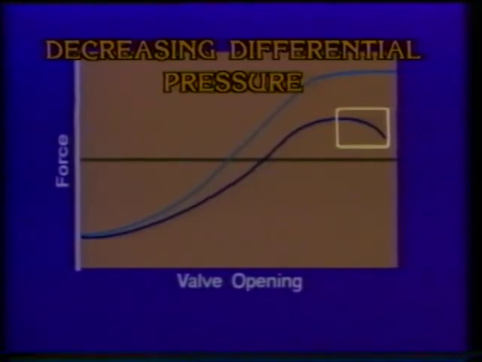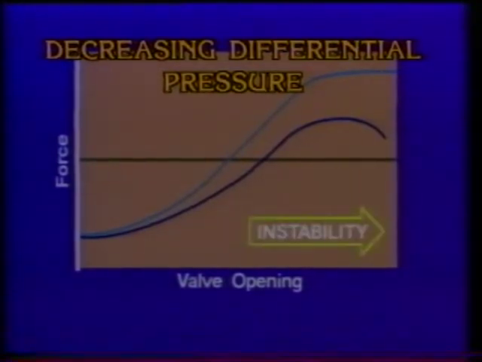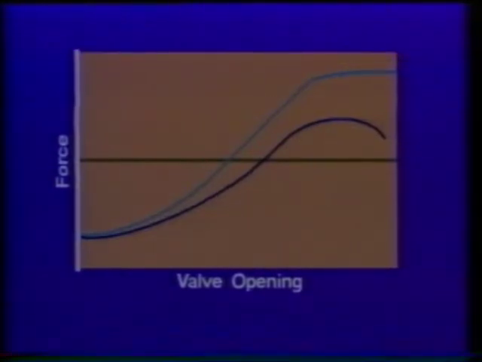If this negative force gradient is unexpected when the actuator is sized, but occurs in the actual installation, valve instability will result at higher flow rates. On the other hand, if it is expected to occur, a stiffer spring can be used to compensate for the problem. Up to this point, we've been discussing steady-state dynamic forces.